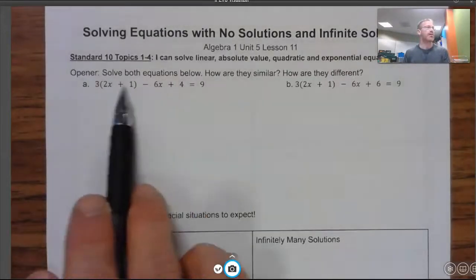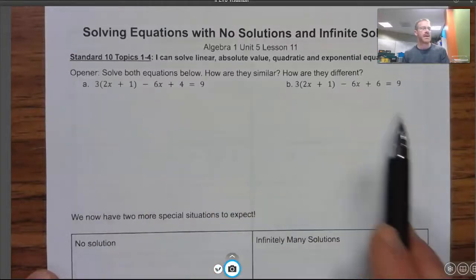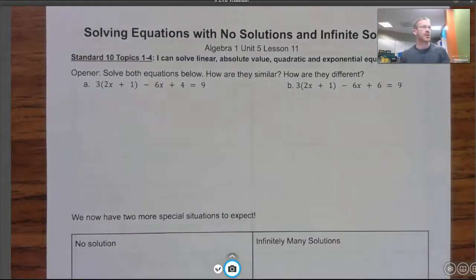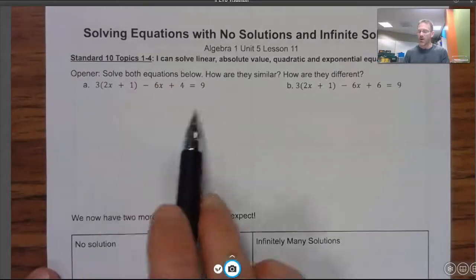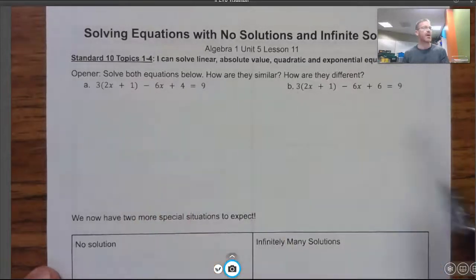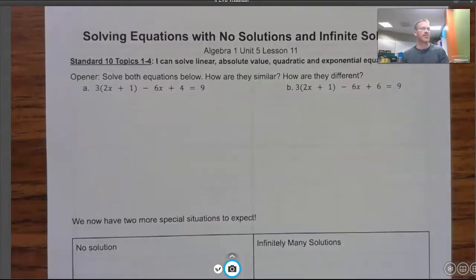I would like you to solve A and B and see how you do solving both of those. So pause the video, solve both of those equations, and then think about how they are the same, and how these problems are different. I'll give you a minute or two to do that. So pause the video, solve those two problems, flip it back on, and we will discuss.